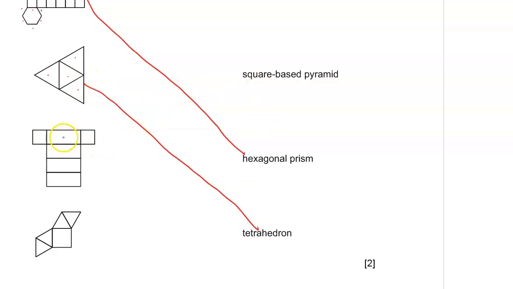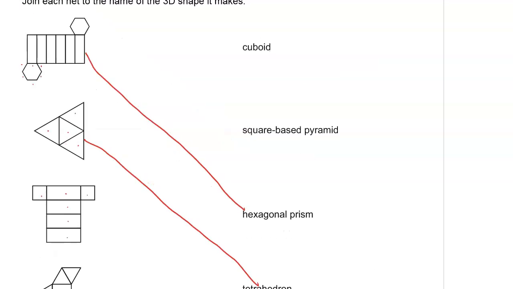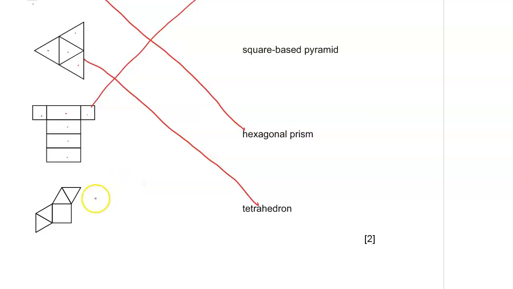The next net will have 1, 2, 3, 4, 5, 6, a six-sided net. You can see it has got square and rectangular sides, which should give us a cuboid. Then lastly, we have this net here, which is going to give us a square based pyramid right there.